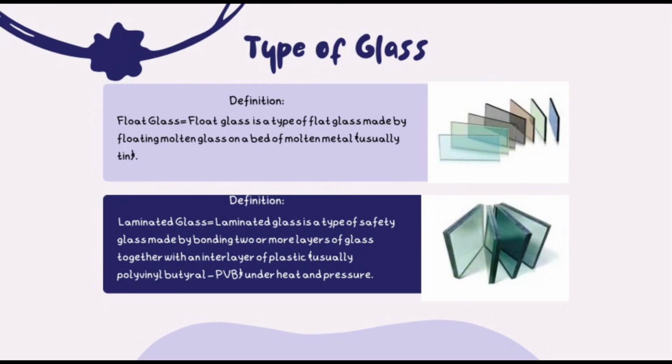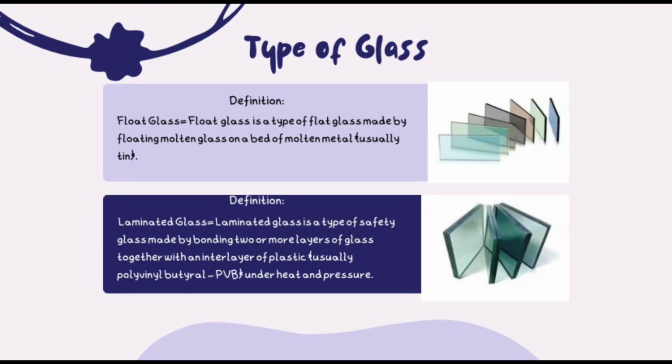Float glass is a flat and clear type of glass that is made by floating molten glass on a bed of molten tin. This process gives the glass a smooth, uniform surface and consistent thickness. It is widely used in windows, doors, mirrors, and glass panels.